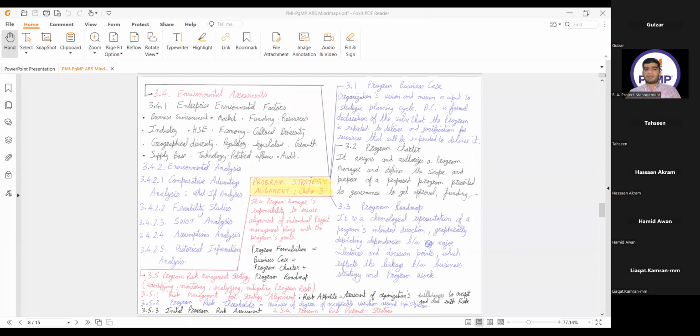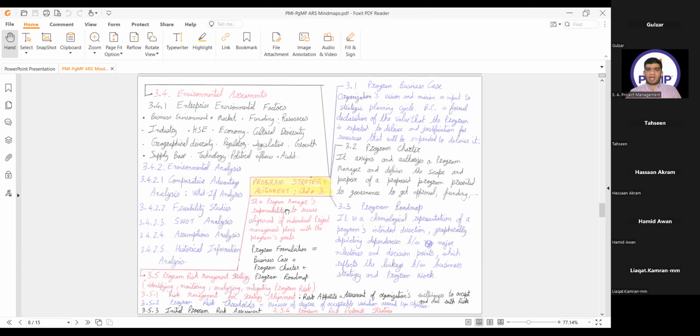And initial program assessment is done. We do the initial program assessment to identify the risk that we can have, and program risk response strategy we have to make once we analyze the risks. So this was the complete summary of chapter number 3, in which program business case, charter, roadmap, and overall environmental assessments and program risk management strategies.